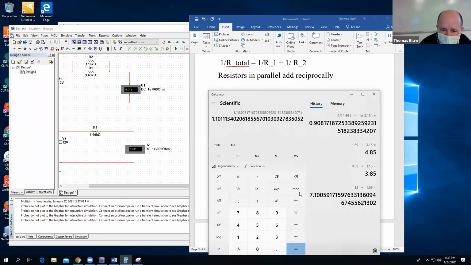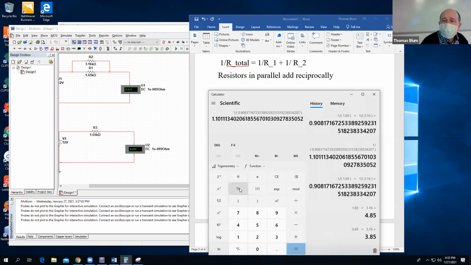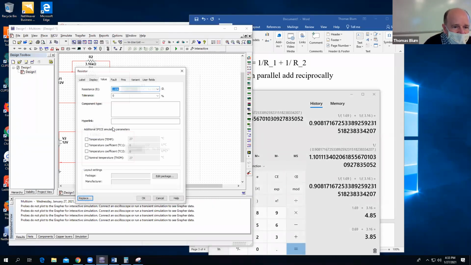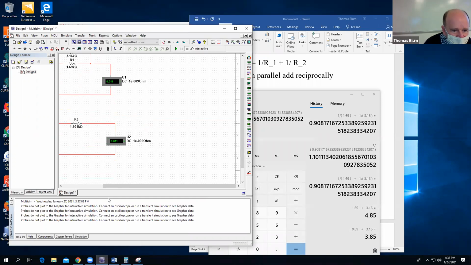Okay, I'm going to do it one more time. So I'm going to clear. I did 1.69 reciprocal plus 3.16 reciprocal equals reciprocal. And I'm getting 1.101. So let me take this R3, and the idea is that this is the equivalent resistance. If I take my R3 and change it to 1.101, then I will get the same current out of it. So I'm going to go to properties and change it to 1.101. Okay.